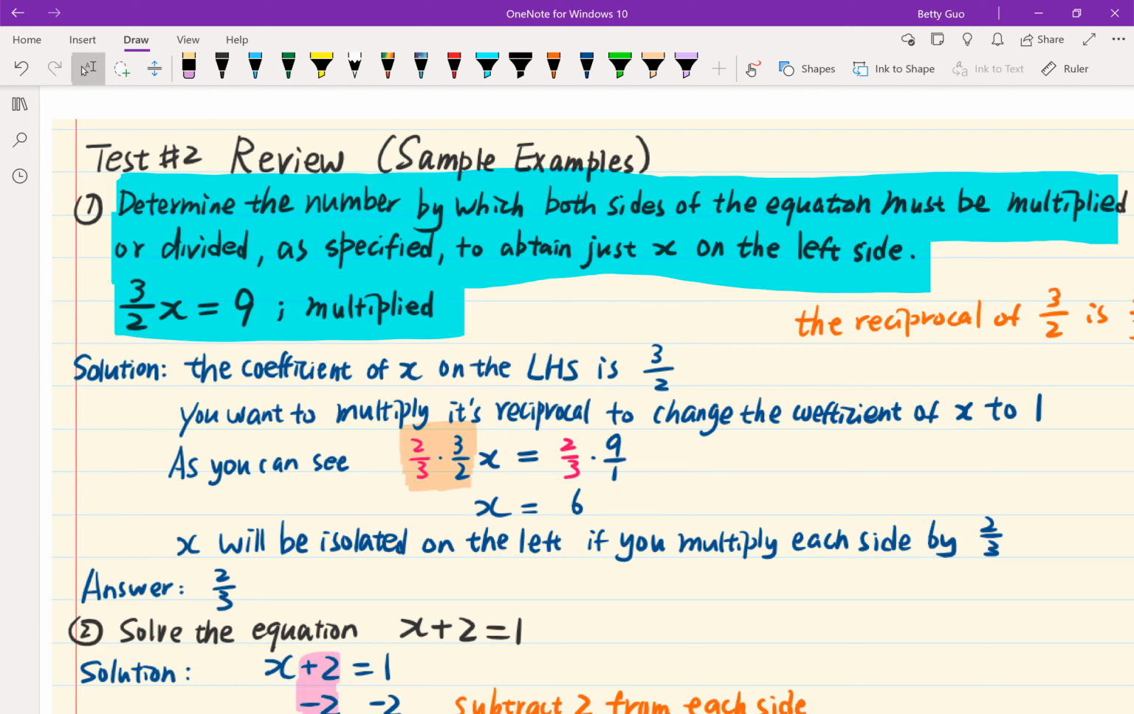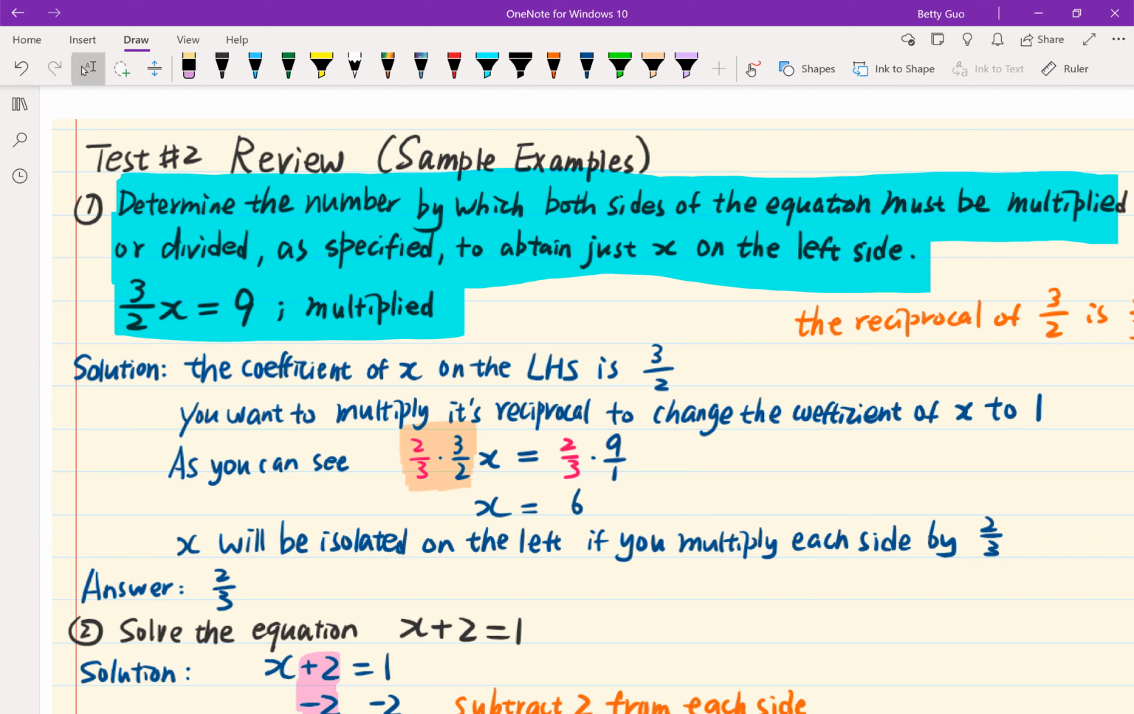And the first problem is simple, but you do have to be clear. What are you looking for? We are looking for a number. We are going to multiply both sides of the equation by the number to isolate x on the left. Since the coefficient of x is 3/2 in the equation, the number we are going to multiply by is the reciprocal of 3/2, which is 2/3. So you're going to choose 2/3.